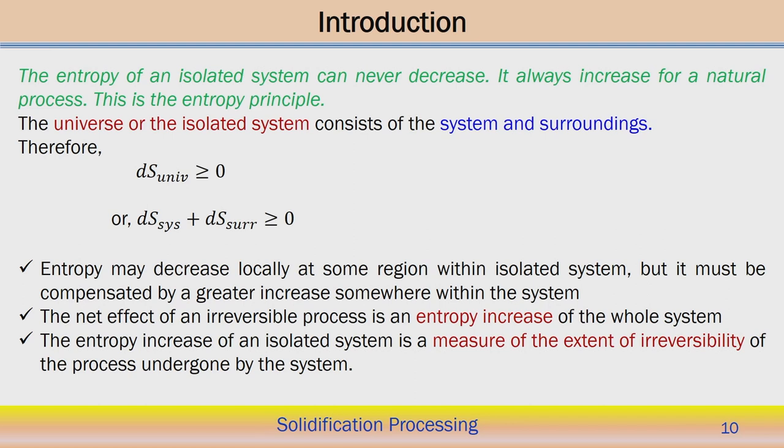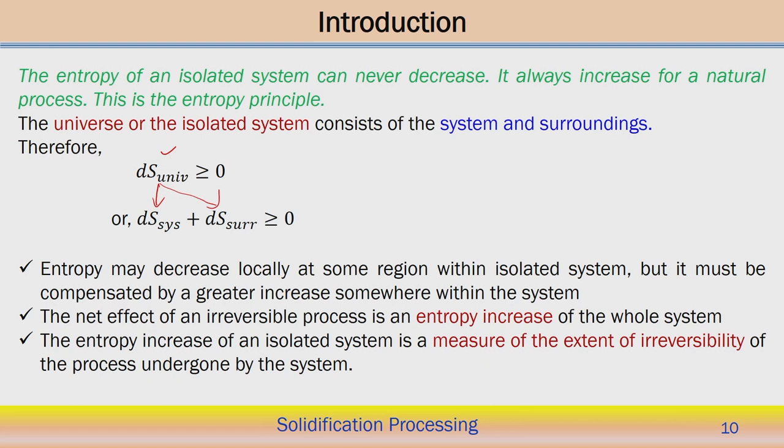Now if we assume the universe, the system and the surroundings constitute one isolated system, so the universe is an isolated system, and dS universe will always be greater than or equal to 0. But it consists of two parts, the system and the surroundings. So dS system plus dS surroundings will always be greater than or equal to 0 as per the entropy principle. If we constitute the surroundings and the system as one single system, the overall entropy will always increase, but entropy may decrease very locally at some particular zone within the isolated system. It must be compensated by a greater increase somewhere else, such that the entropy for the total system will always be increasing.